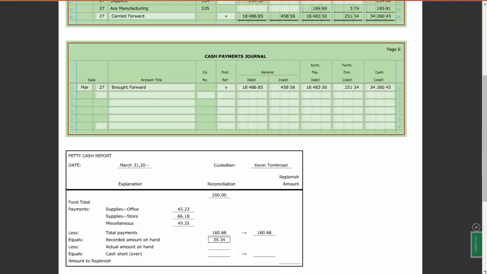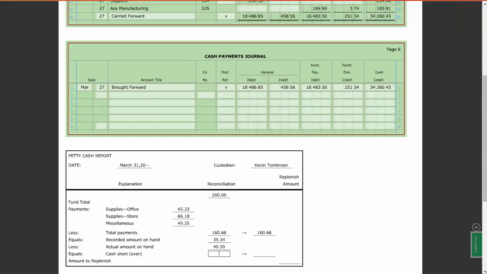Physically, how much cash do I have on hand? 40.59. So, looking here, 40.59 is physically what we have. We should have 39.34. Do I have a short or do I have an over? Short means you have less than what you should have. Over means you have more. So we have 40.59. Mathematically, we should have 39.34. So do we have more or less? More, and more is an over.